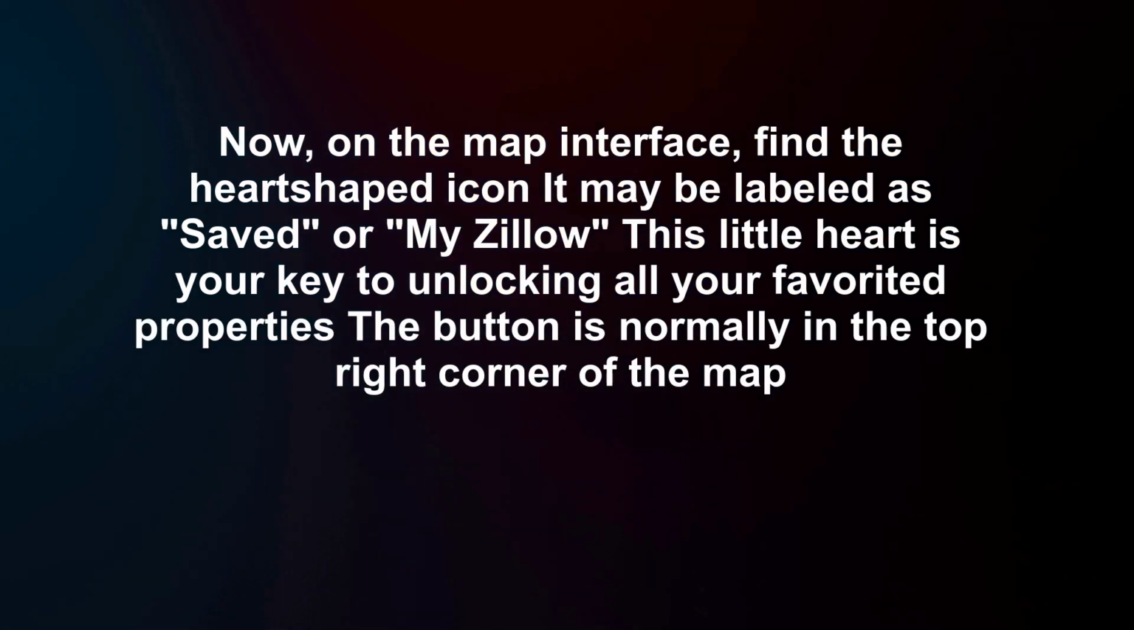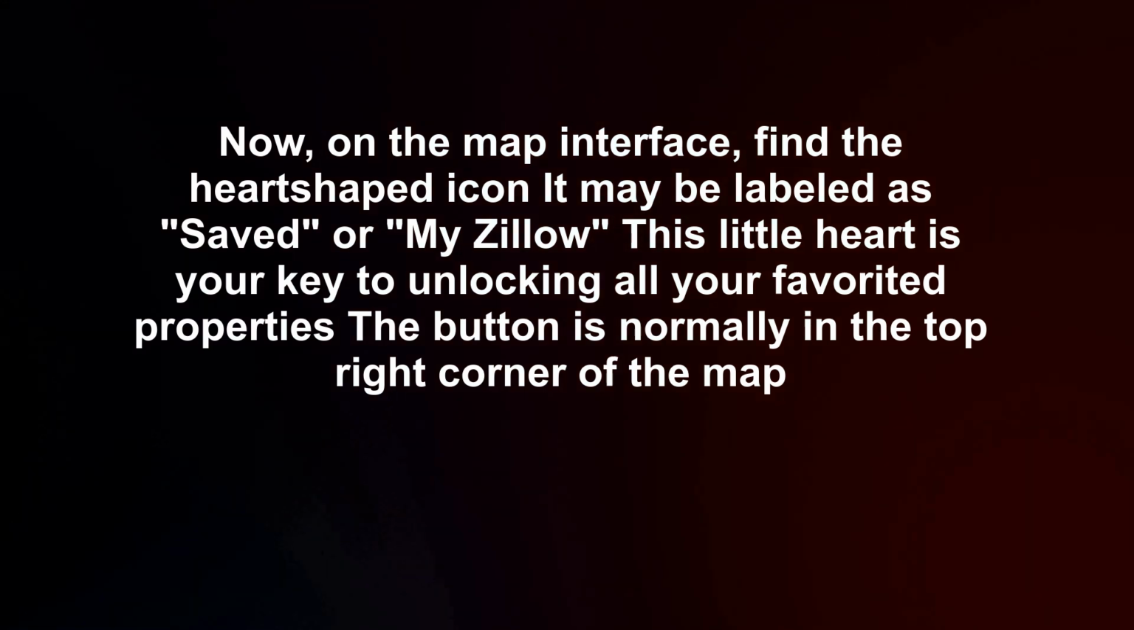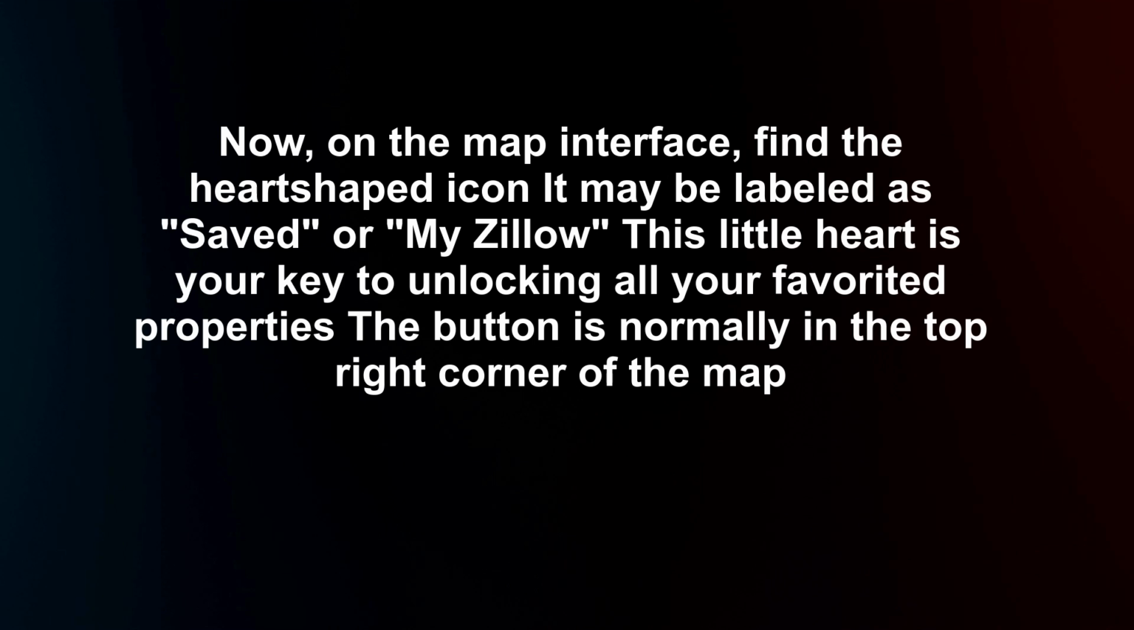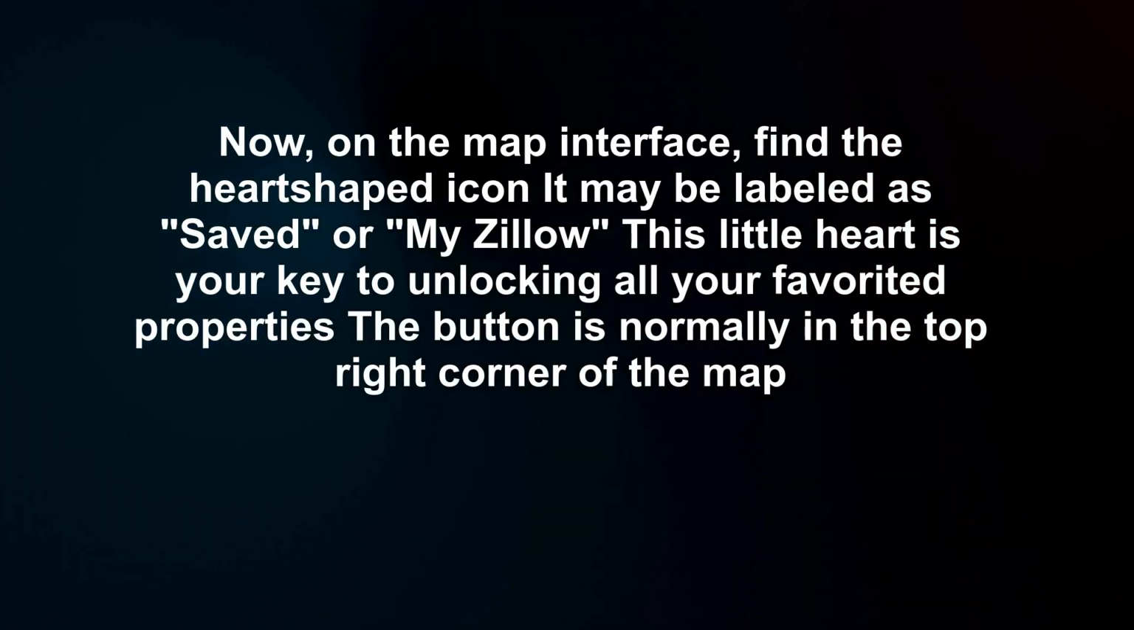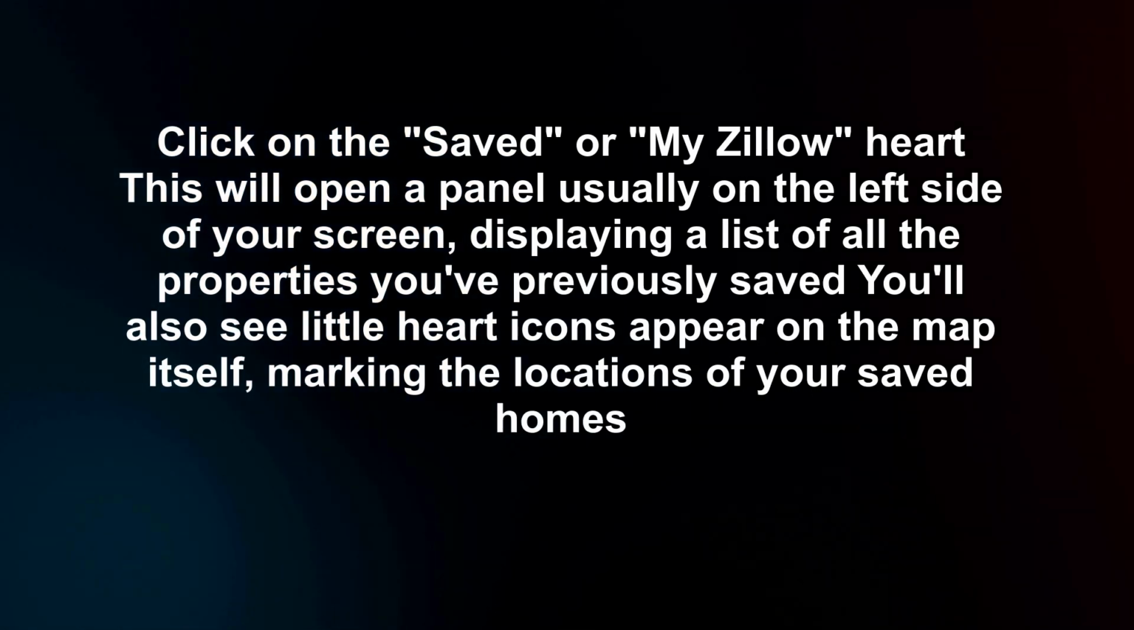Now, on the map interface, find the heart-shaped icon. It may be labeled as Saved or My Zillow. This little heart is your key to unlocking all your favorited properties. The button is normally in the top right corner of the map. Click on the Saved or My Zillow heart.